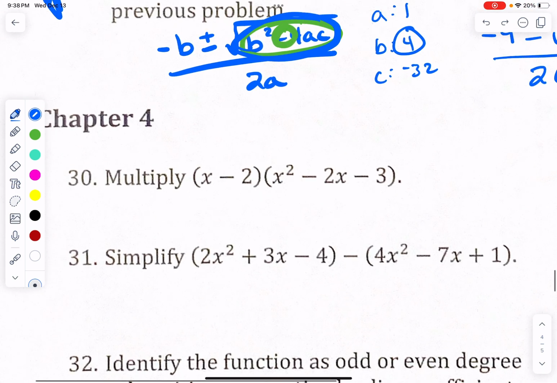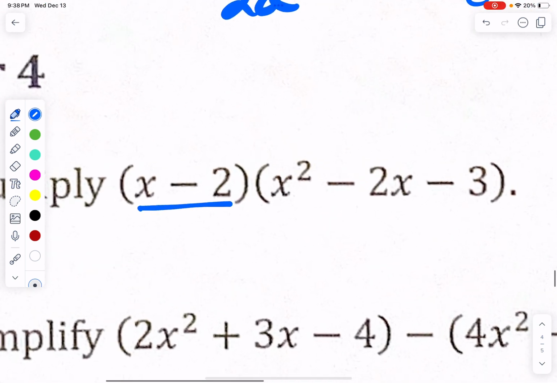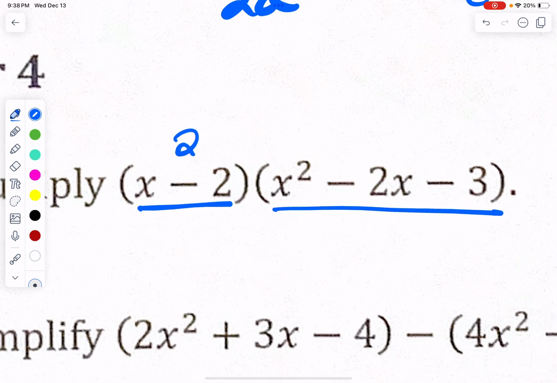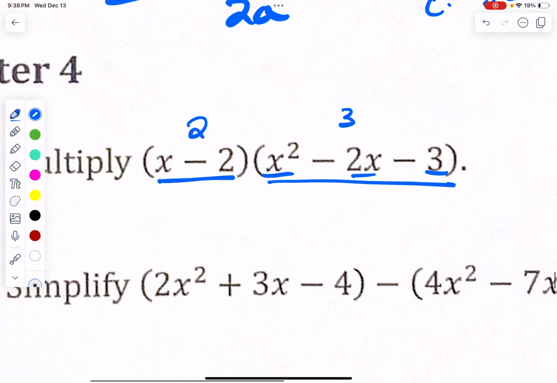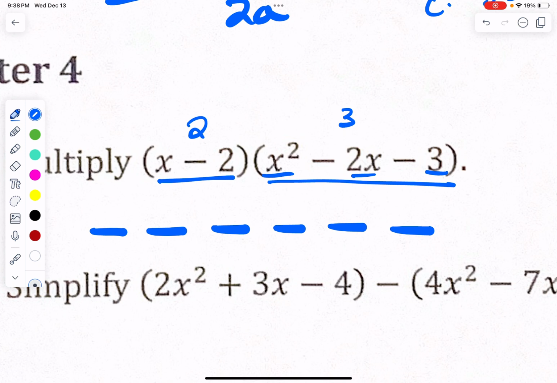Okay, moving on. 30, 31, 32, 33. We got 4 left. Okay, this one's a multiply. We have a binomial, which is 2 pieces, and a trinomial. There's 1, 2, 3 pieces there. And 2 times 3 is 6, which means I'm going to have 1, 2, 3, 4, 5, 6 pieces when I multiply this, okay?